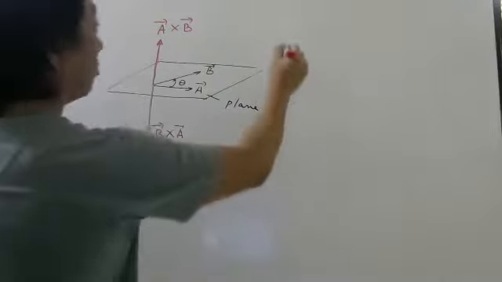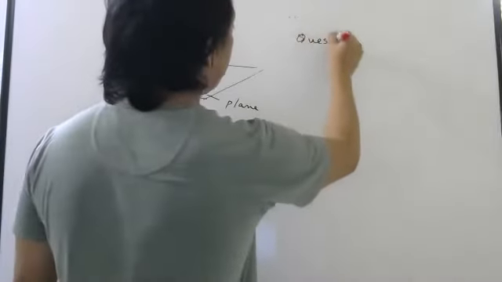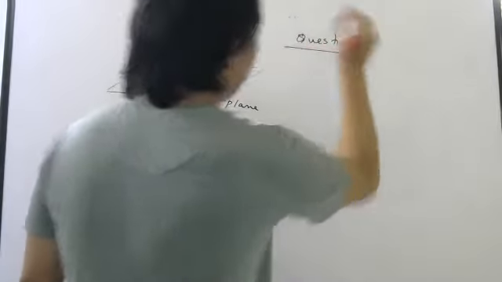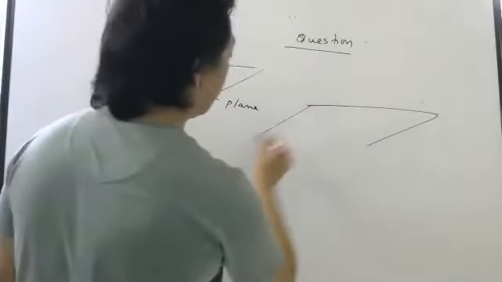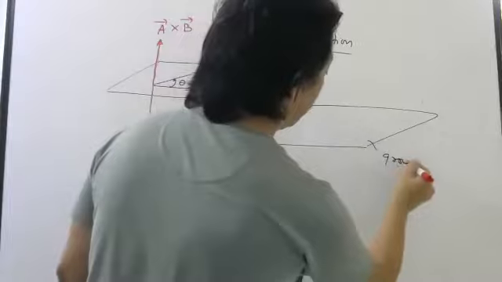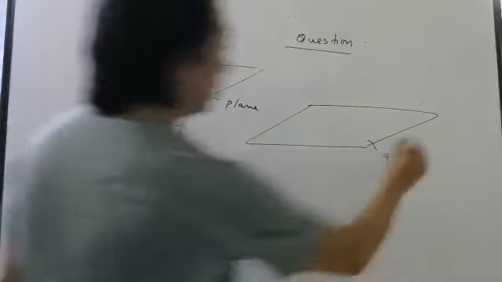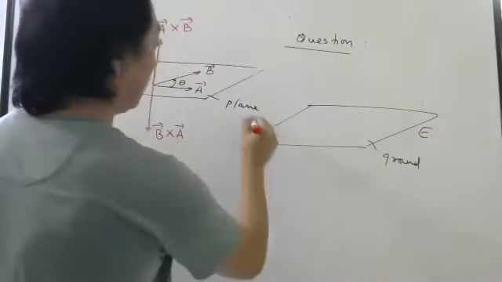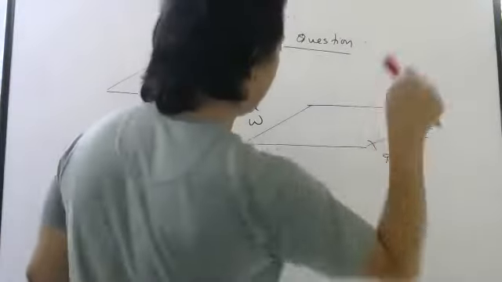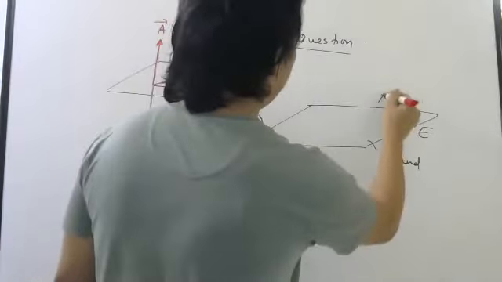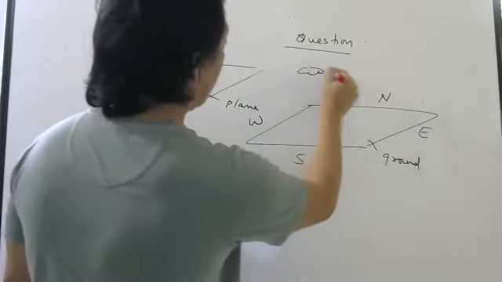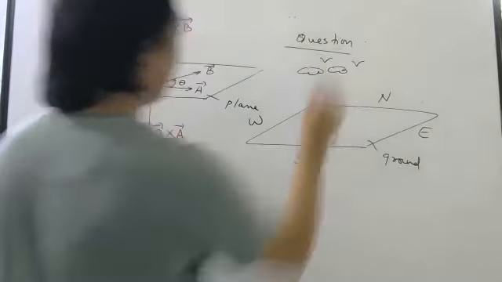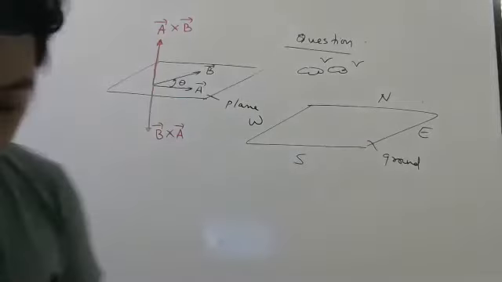Now try this question, all of you, just for practice. Imagine this is ground. This is east. This is west. This side is north. This side is south. This is clouds. Birds are flying.